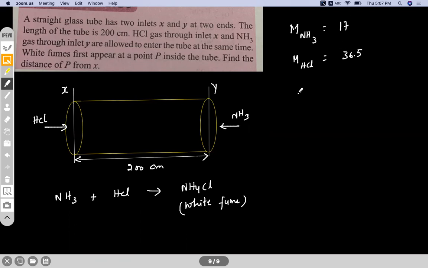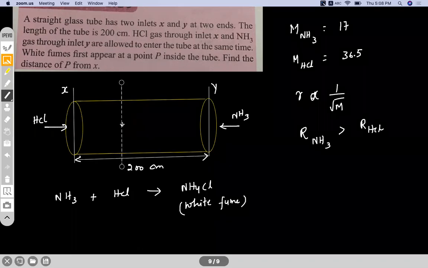Okay, so we know rate of diffusion is inversely proportional to the square root of molecular mass. Means we can say the rate of NH3 is more than that of HCl, and hence NH3 will diffuse more than HCl. So suppose here the point P we have somewhere in between these two ends. Here we have a point P where the NH3 and HCl meet.